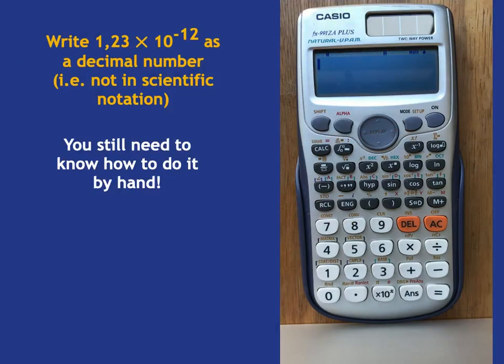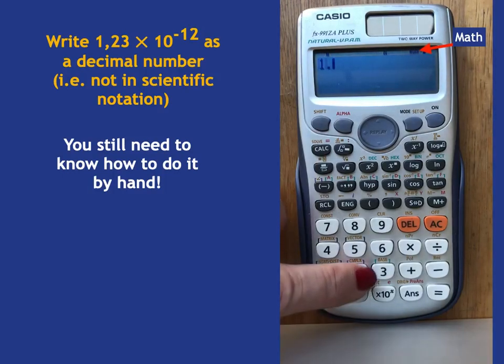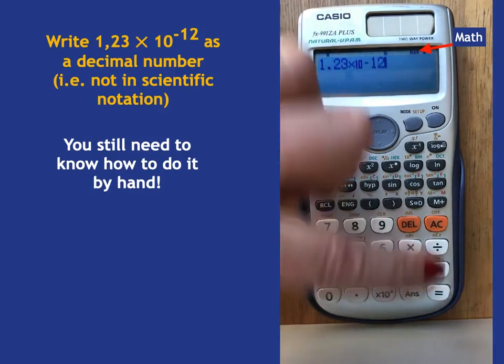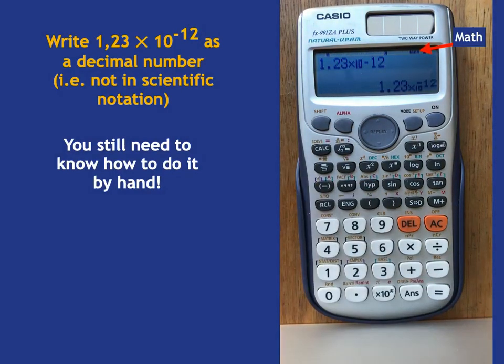And just a final little word of warning, you actually still need to know how to do the conversions by hand because your calculator has limitations. So here I've got my calculator perfectly in math mode, and I want to write 1.23 times 10 to the negative 12 as a decimal number. I proceed as I've always done. Hit the equals sign. And my calculator simply doesn't do the conversion. It leaves it as 10 to the negative 12.